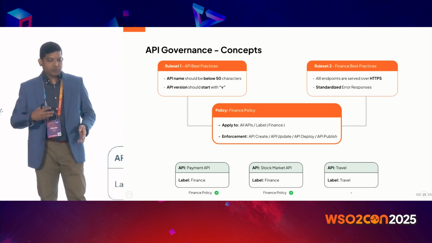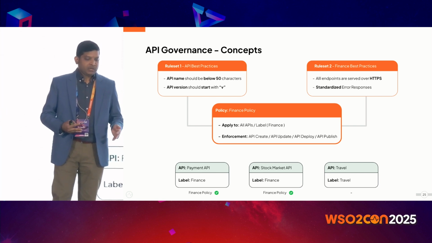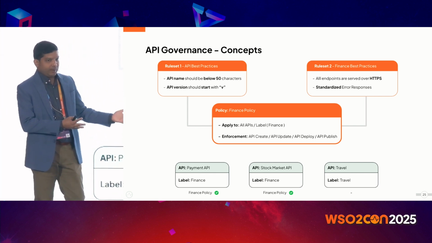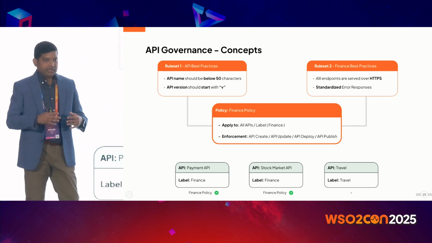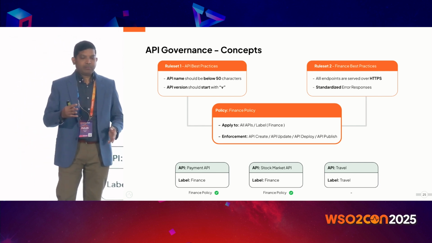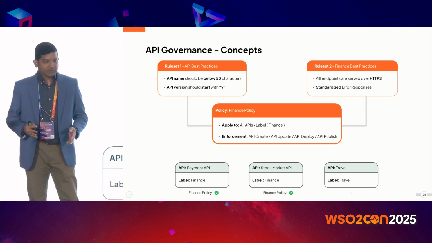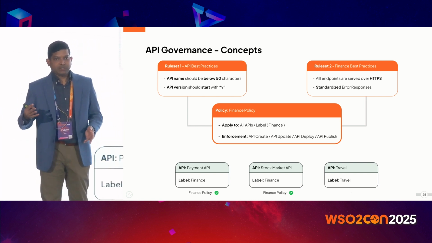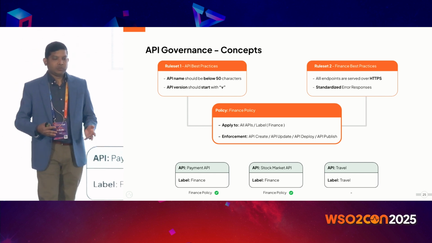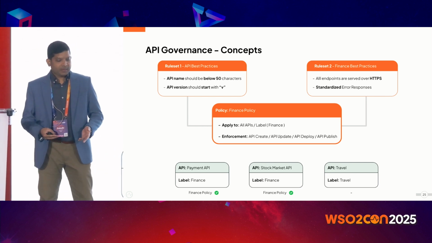So basically, you can give a policy name, and then you can apply it to all the APIs in the system, or maybe you can label your APIs and apply it to a set of APIs. And then you can select multiple rule sets, or maybe one rule set, to create this policy.